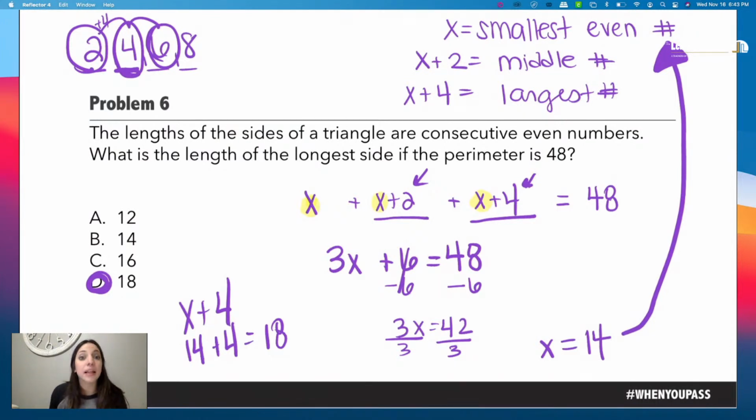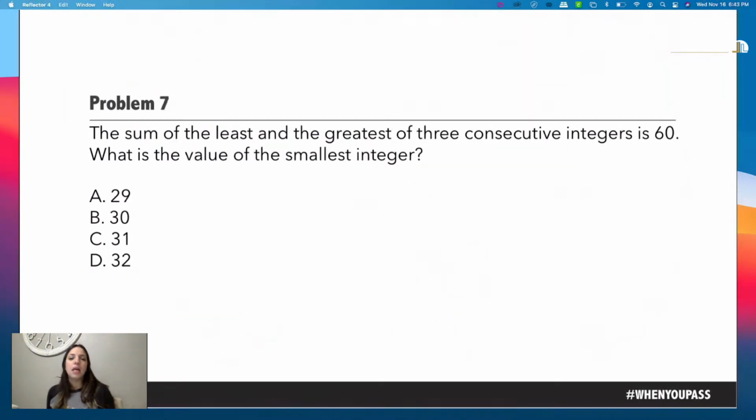All right, let's do another consecutive integer question. The sum of the least and the greatest of 3 consecutive integers is 60. What is the value of the smallest integer? All right, again, you can use your answer choices to help you. Do not let this kind of problem stump you. The answer choices are right in front of you.